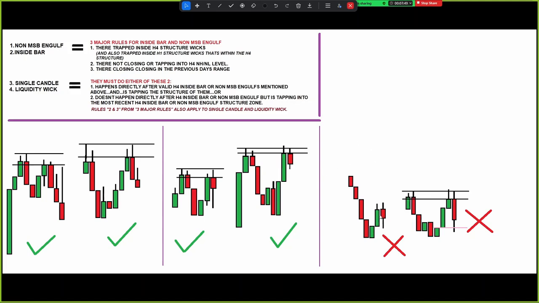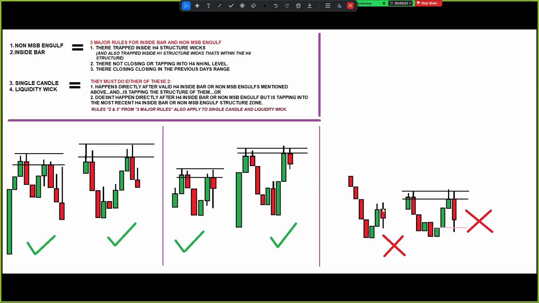Over here we have this bearish inside bar, okay? It's pushing into a level. This bearish inside bar is pushing into a level, a structure. This structure didn't make a new high, so that's good, all right?